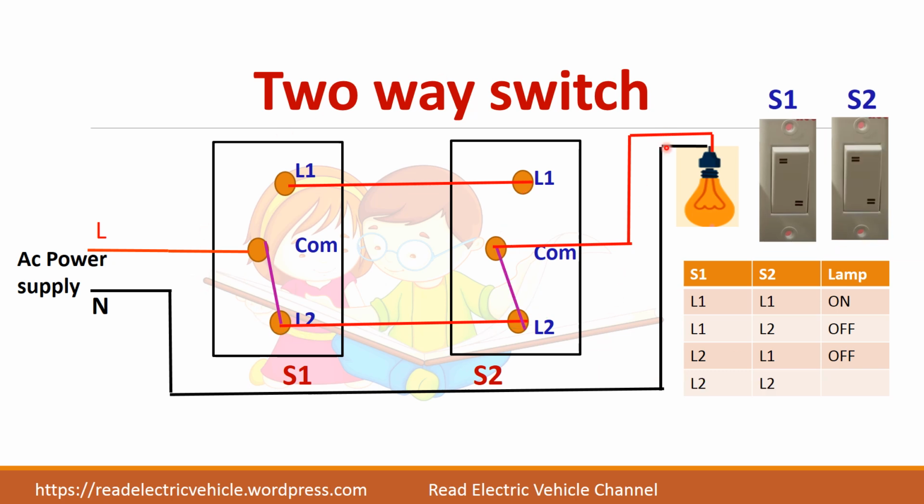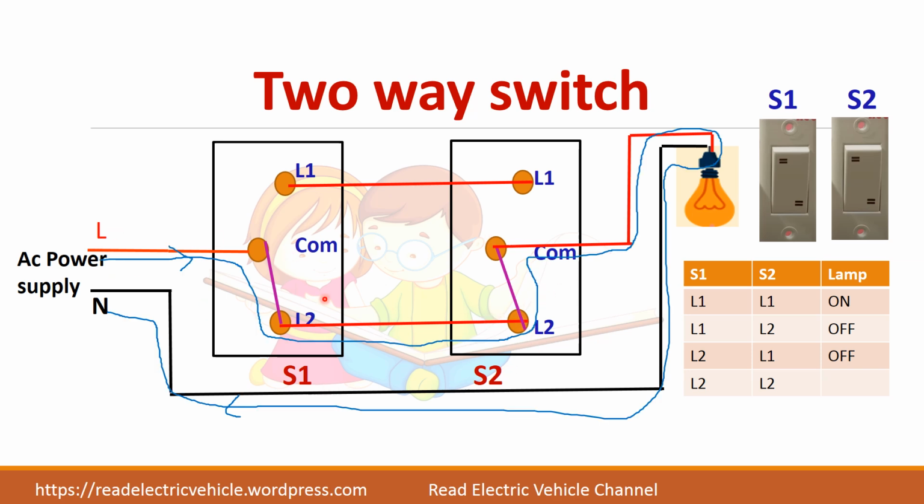So next position, both S1 and S2 are pressed in the same position, so that is L2 position. So see the circuit diagram, S1 is connected to L2, similarly S2 is also connected to L2. So now we can see the current direction. So the current starts to flow like this, flows through the bulb and returns to the supply. So the bulb can glow in this position of the switch. So it turns on.